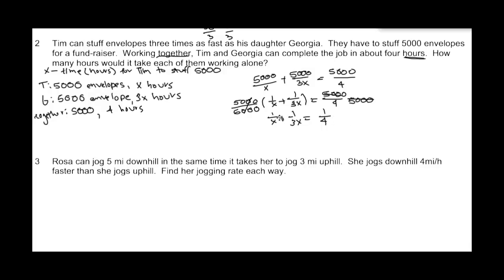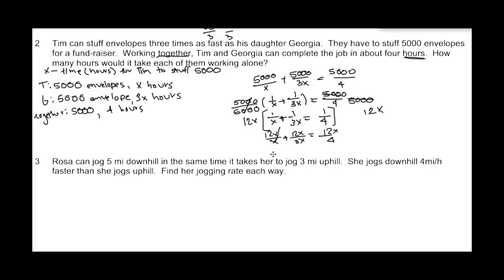My least common denominator in this case is, well, the least common multiple of 3 and 4 is 12, and then my variable x. That gives me one of each thing that's in my denominators. Multiplying through by 12x, 12x over x plus 12x over 3x equals 12x over 4.